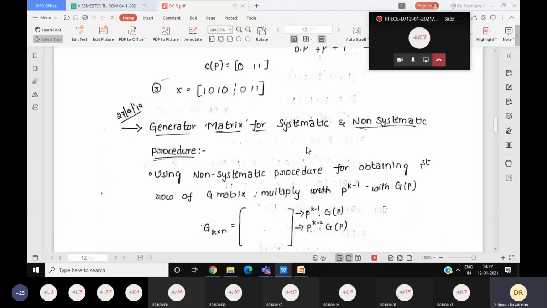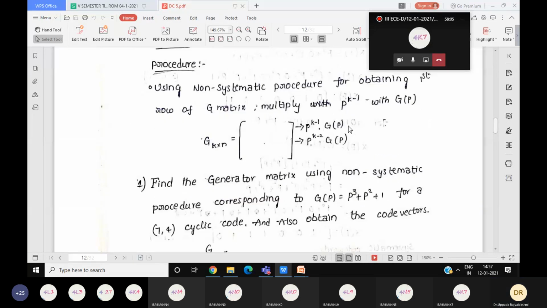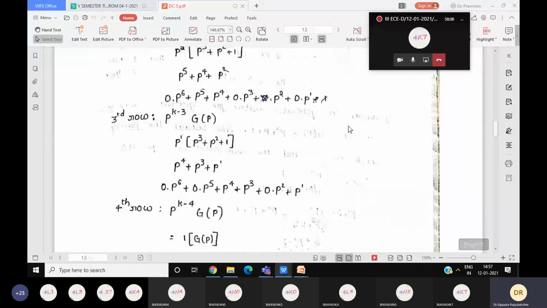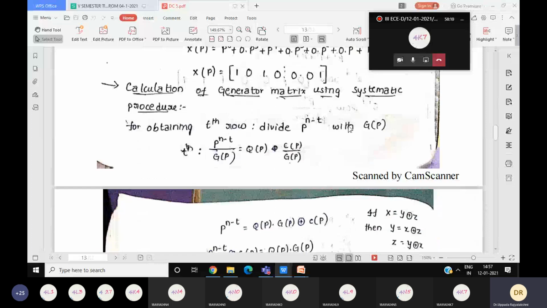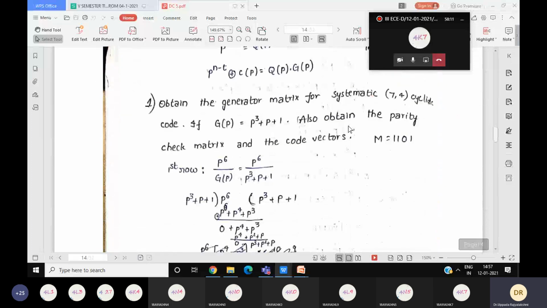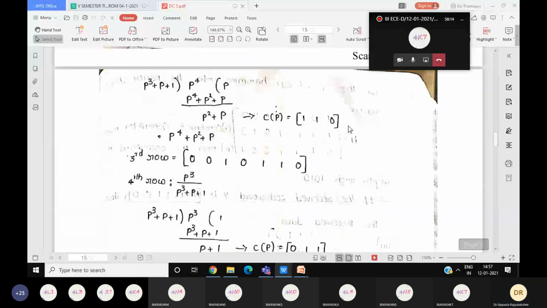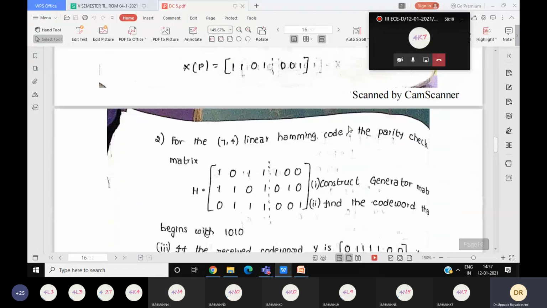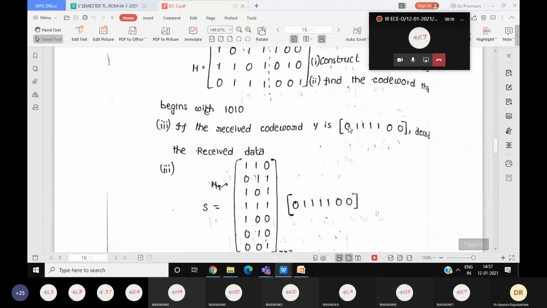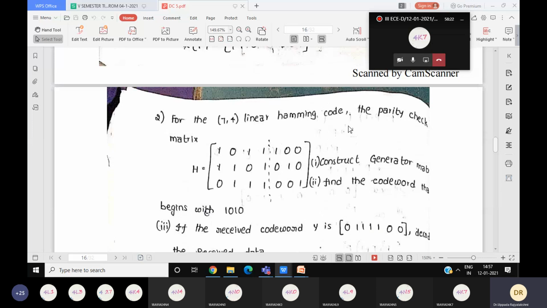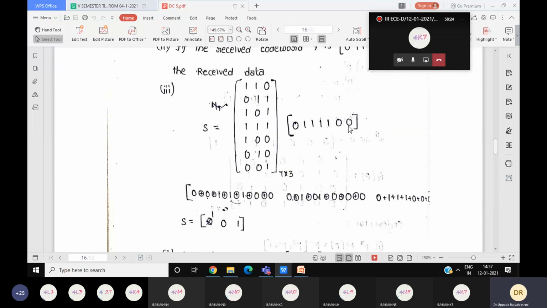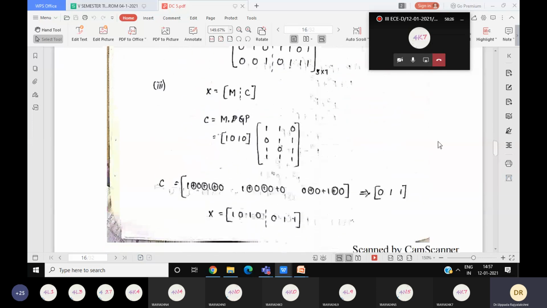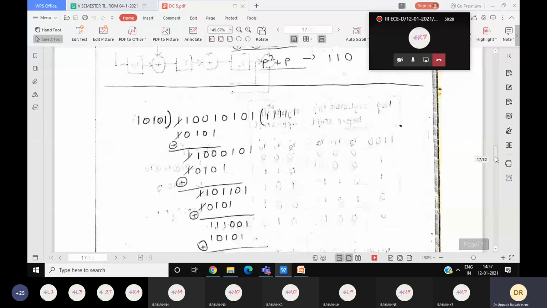Matrix, okay, calculation of generator matrix for systematic and non-systematic, we will discuss in the next classes. So we can finish our module 2, and then we can move to the next module, that is convolutional codes.